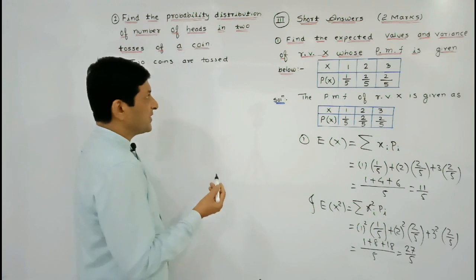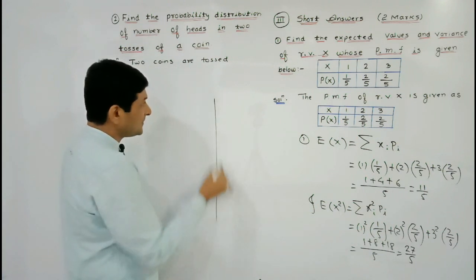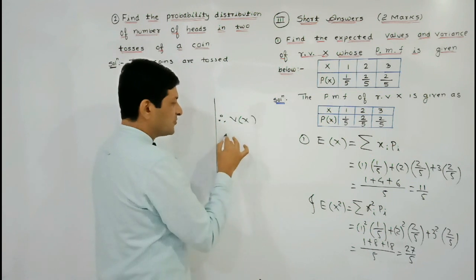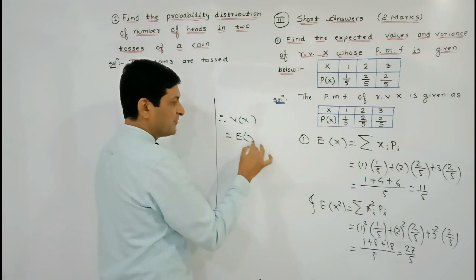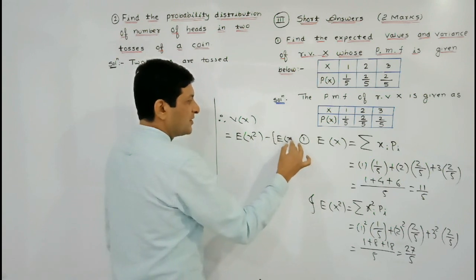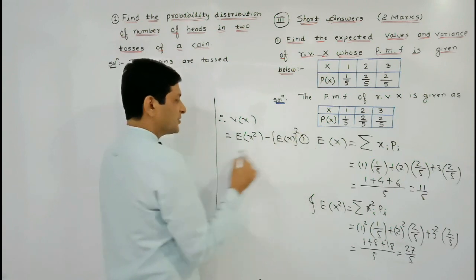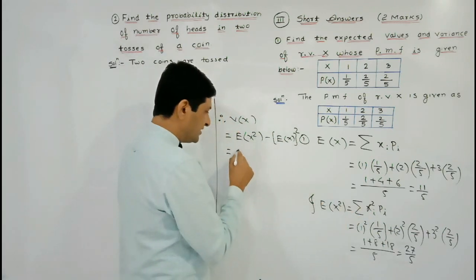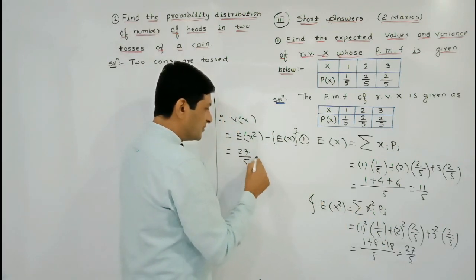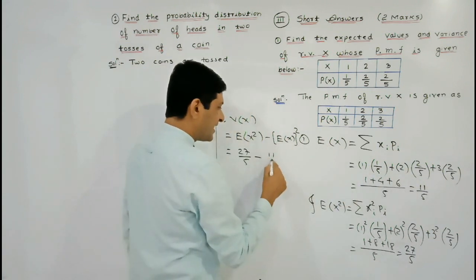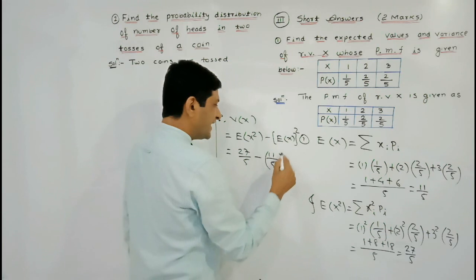Now let us try to find V of x. So therefore V of x, what is the formula to find V of x? That is E of x square minus square of E of x. Square of what? E of x. So which is equal to, now substitute the value of E of x square, which is 27 upon 5 minus E of x. What is the value of E of x? That is 11 upon 5. Keep this square as it is.